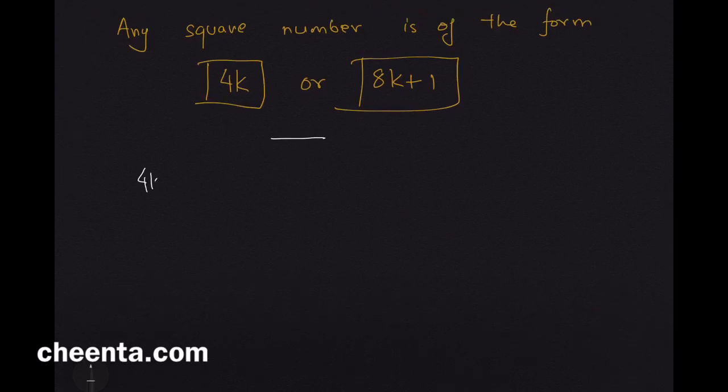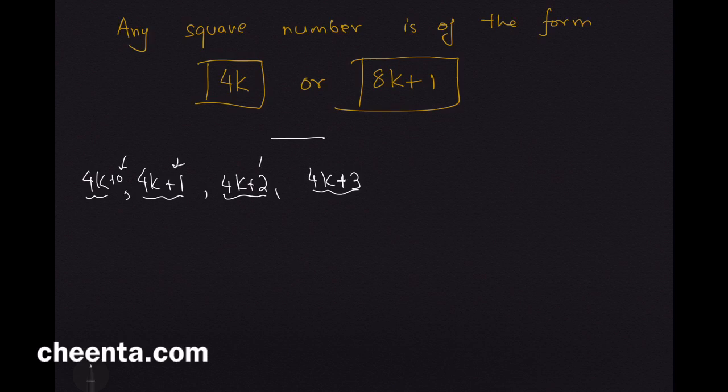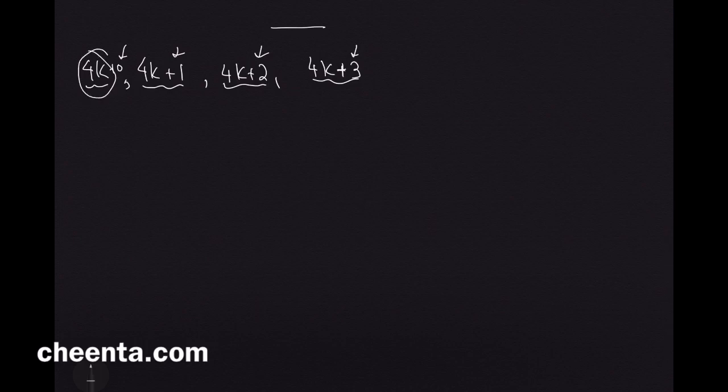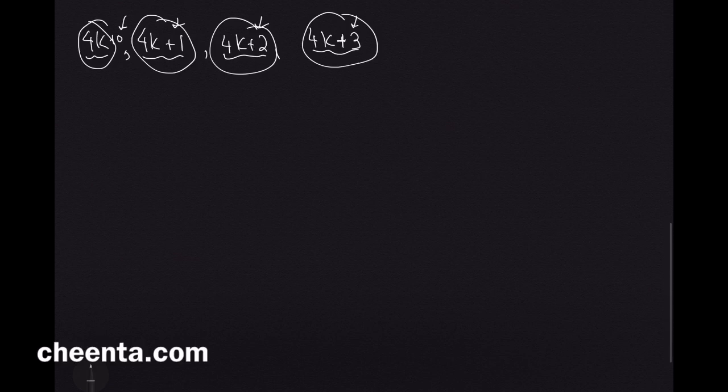We can write all the numbers into these 4 forms. On the basis of 4, any whole number can be written as 4k or 4k plus 1 or 4k plus 2 or 4k plus 3. Because if you divide a number by 4, the remainder is either 0 or 1 or 2 or 3. So these are the 4 types of numbers that we have, and they account for everything. So we'll analyze these 4 types.